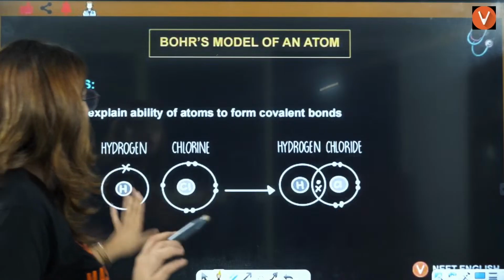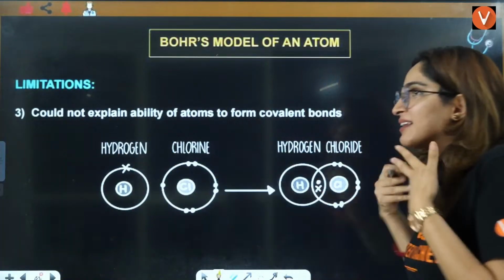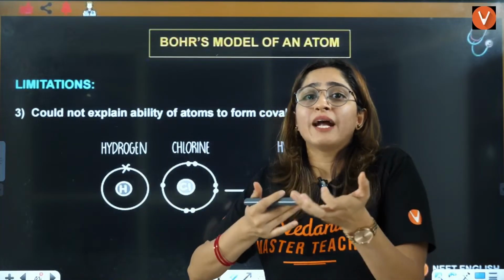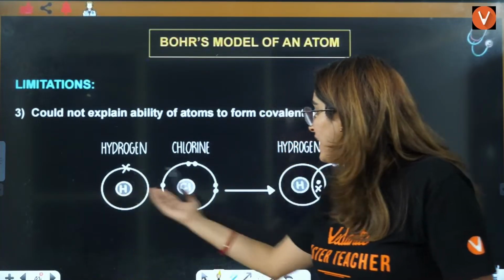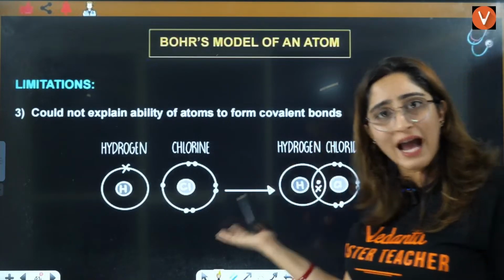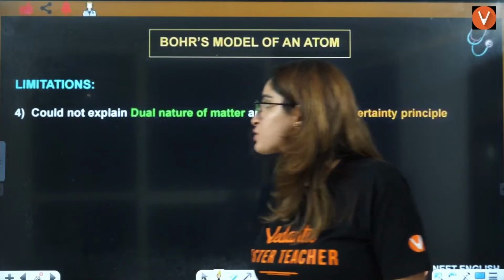Then it could not explain why, when an atom is stable, it is getting bonded with each other, why it is doing these kinds of reactions, why there is a need to form covalent or ionic bonds. So he was not able to explain that.